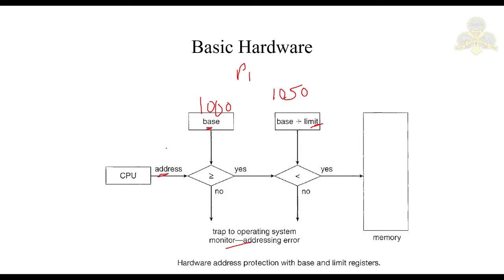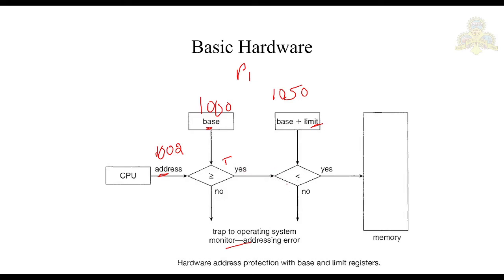Suppose your CPU generates an address, say 1002. Now first this address is checked with the base address. It is checked whether the address the CPU has generated is greater than or equal to the base register value. What is the base register value? It is 1000. So this condition is true. That is, 1002 is greater than 1000, right? Then what do we do here? Whenever the condition is true, that is yes, we move further.